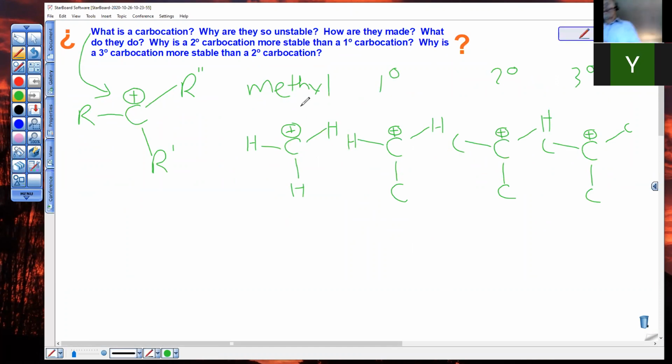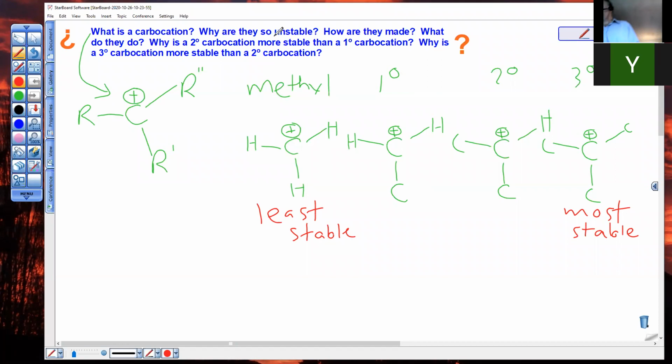Methyl is the least stable. Why are all of these so unstable? That's the second question in the sentence at the top. And of these there's 4 of these. This is the most stable, the tertiary. Primary means 1 carbon attached to the carbocation. Secondary means 2 carbons attached to the carbocation. Tertiary means 3 carbons attached to the carbocation. Methyl, 0 carbons attached, nothing but H's.